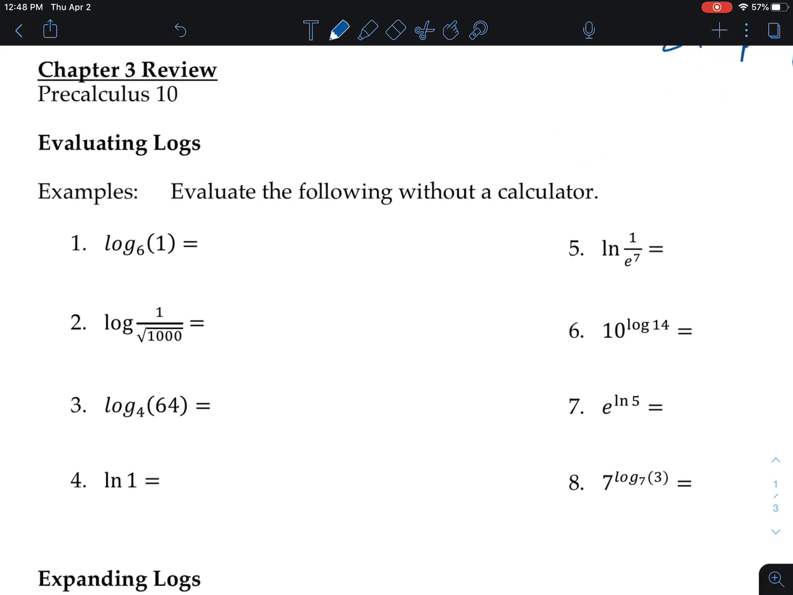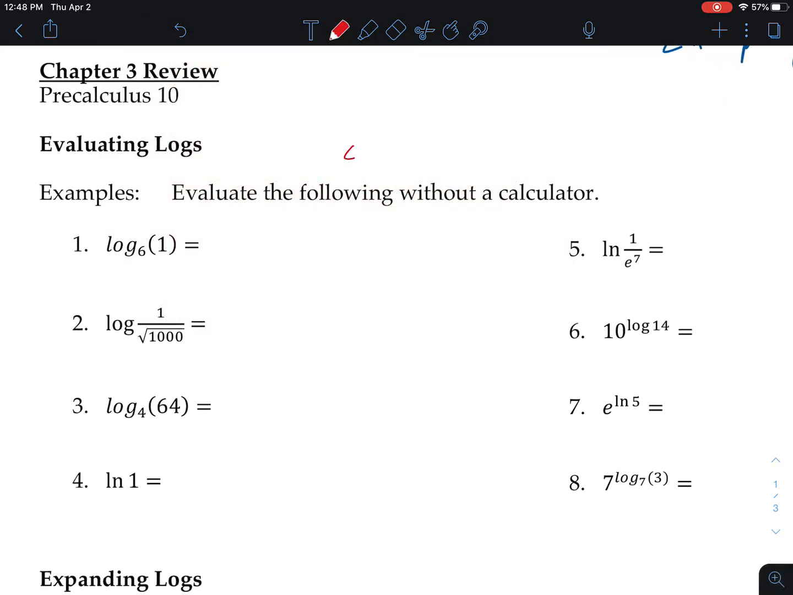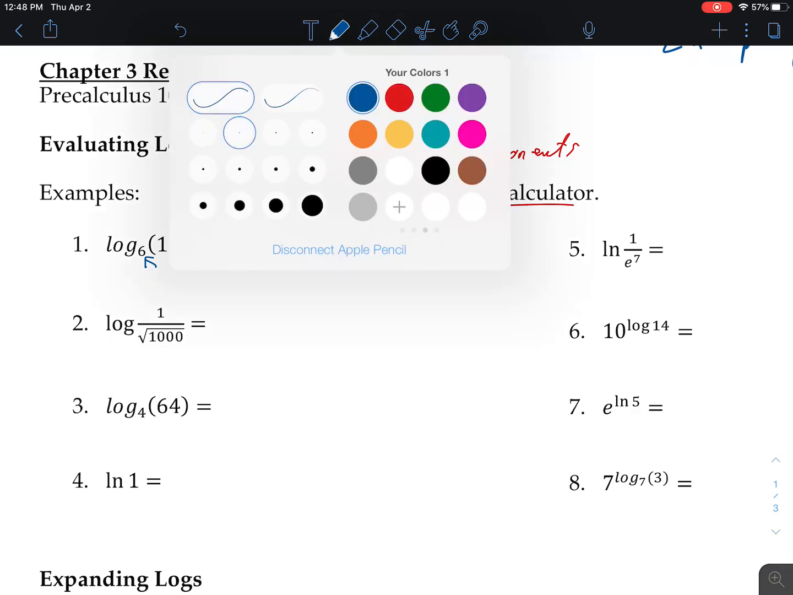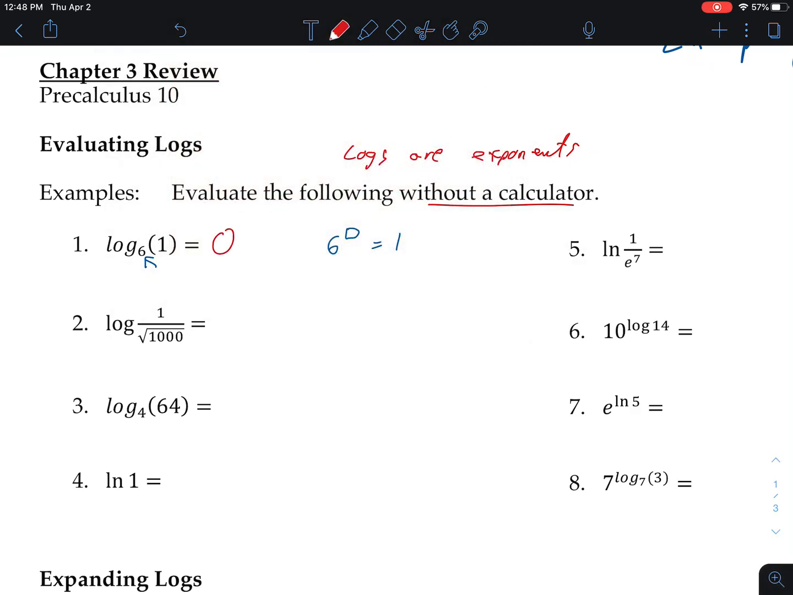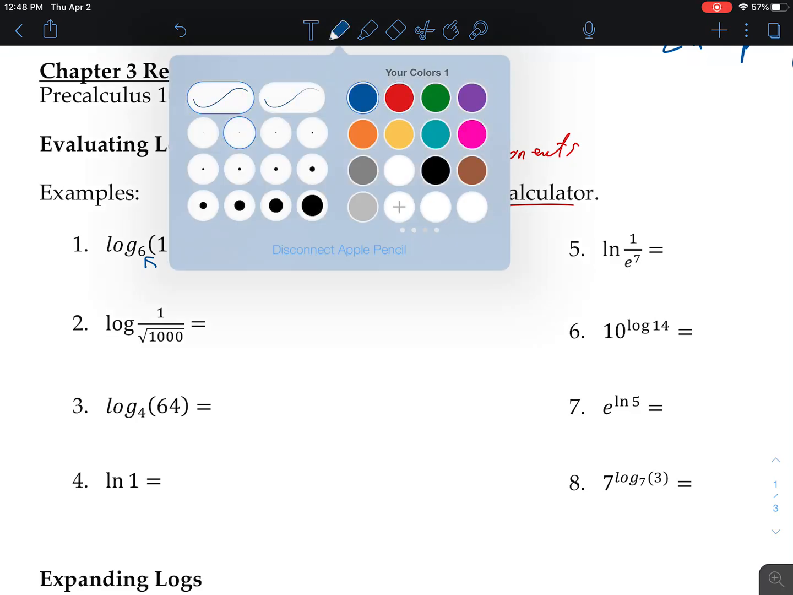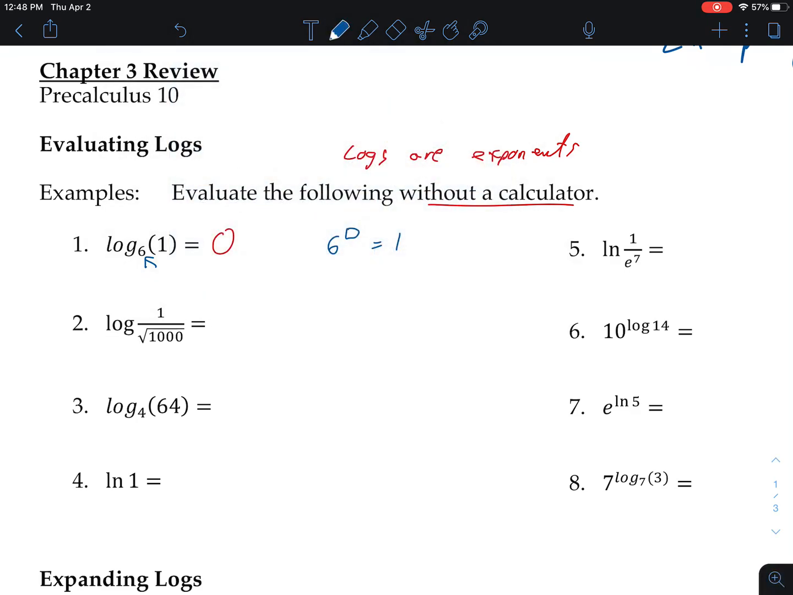At this point, I think we should know this, but just a little bit of a review: logs are exponents. So our answers to these questions that you do without a calculator are the exponent. The answer is the exponent. So we see here, base is 6, raised to the what gives me 1? We know that whenever I get 1, the only way to get there is to raise something to the power of 0.